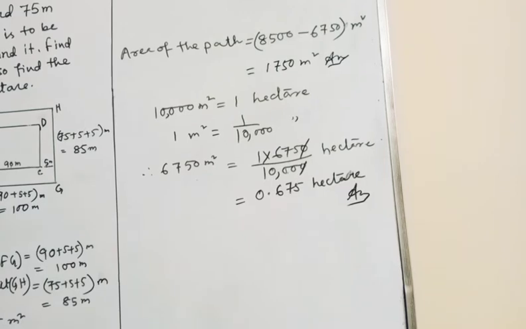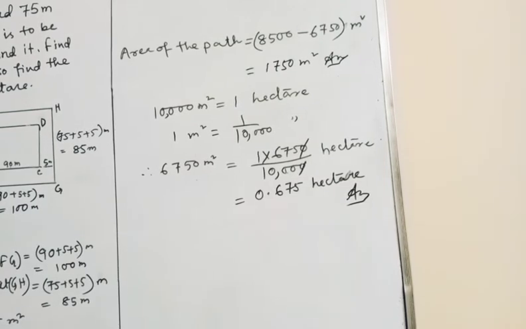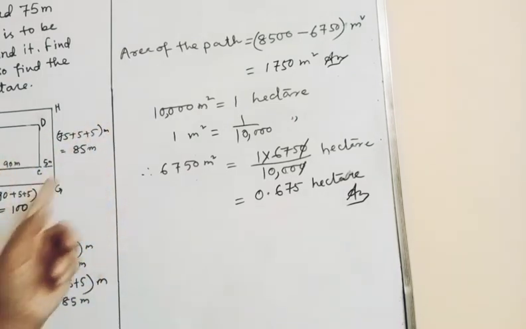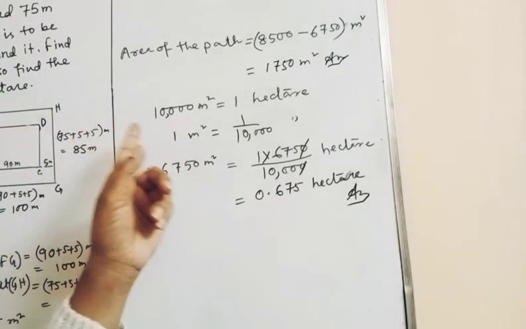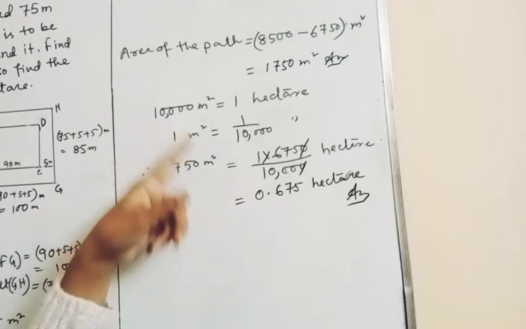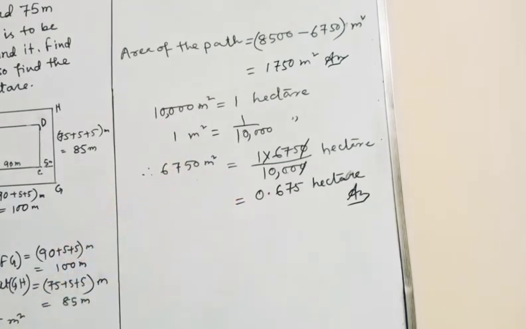The sum is lengthy but easy. You have to find the area. First of all, you have to find the area of the path, and then the area of the garden. The question was to find the area of the garden in hectare. So you are converting the area of the garden into hectare.